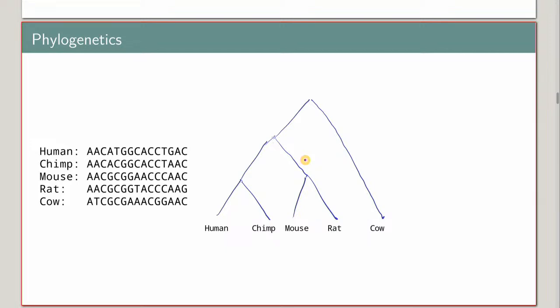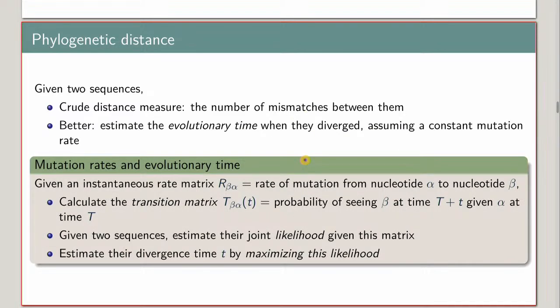So how do you formalize this? So what is the phylogenetic distance? The crude distance measure is what I just said, it's the number of mismatches between them. But it's better to use these mismatches to estimate the evolutionary time, the amount of time that these species have diverged.